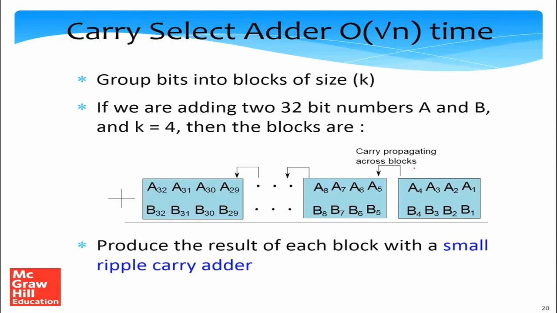So let's do one thing. Let's group bits into blocks of size k. If you're adding two 32-bit numbers a and b and k is equal to 4, then we'll group them into blocks. We'll consider 4 bits at a time, a1 to a4, b1 to b4. Then we'll add them. A carry will propagate across the blocks, and for each block of bits, 4 and 4, we'll produce the result of each block with a small ripple carry adder. So we'll have separate ripple carry adders for each such small block.